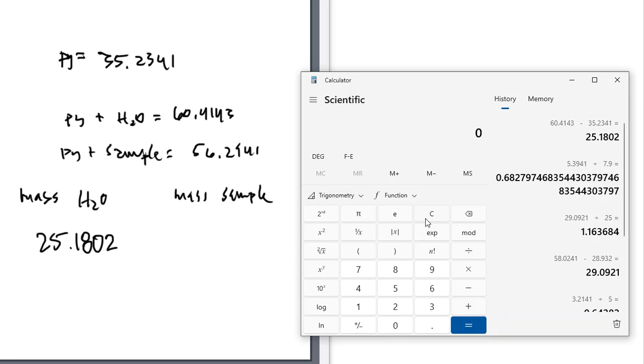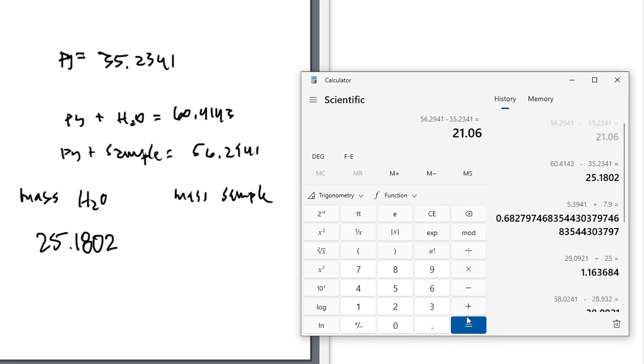Next up, I'm going to do the same thing with my sample. I need to know how much this sample weighs once it gets filled in the pycnometer. So I just do this the exact same way. I take the pycnometer that's now holding my sample, and that combined mass is 56.2941. And then I'm going to subtract the mass of just the empty cleaned pycnometer, and that was 35.2341.